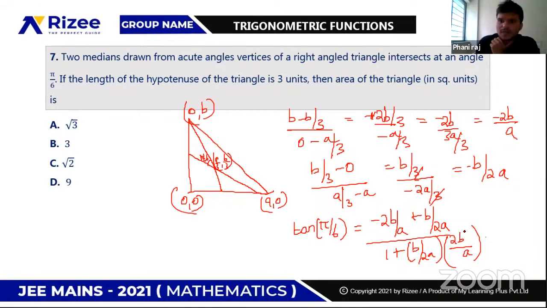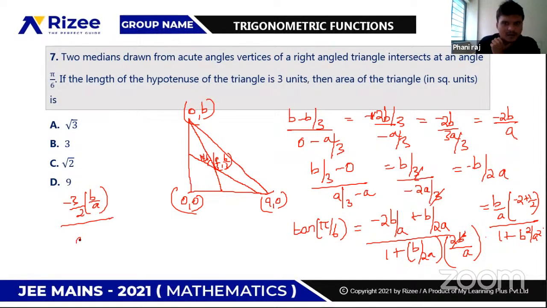Sorry, it's same as what? Take b by a common, minus 2 plus 1 by 2, by 1 plus 2 will get cancelled, b square by a square. So now what do you get from that? Minus 4 plus 1, minus 3 by 2, minus 3 by 2 into b by a, by a square plus b square by a square. This is equal to tan pi by 6.